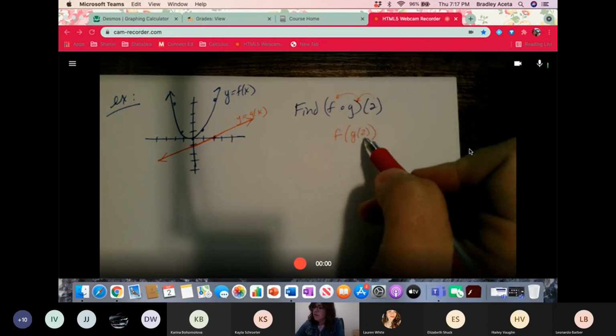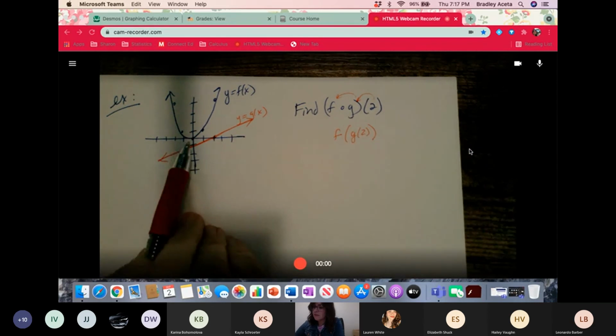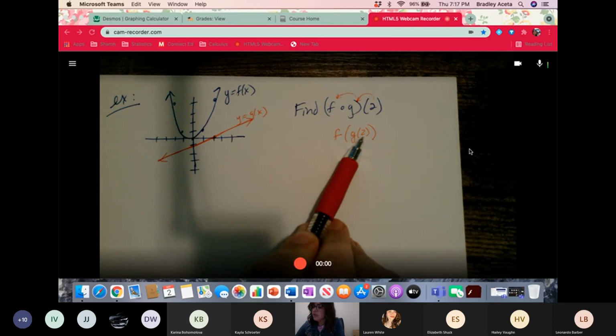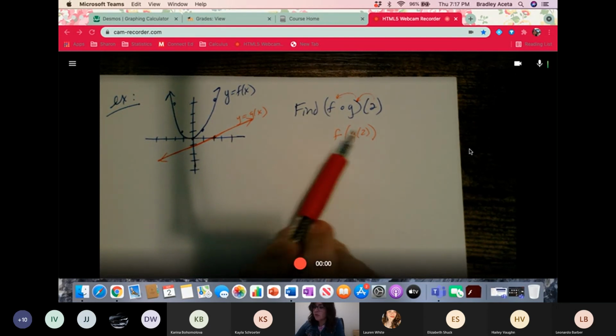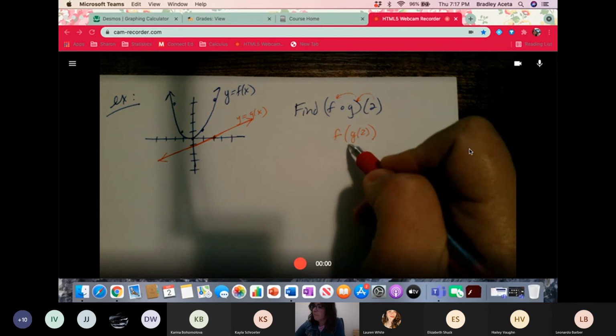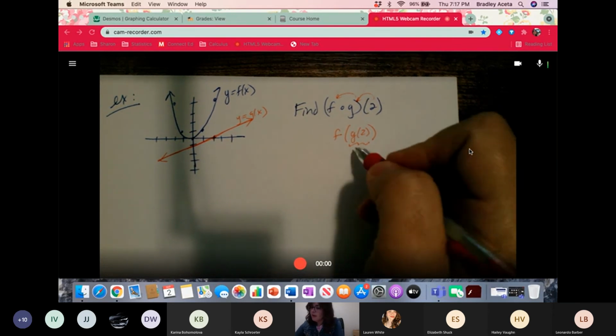So you need to go to 2 on the x right here, and you're going to tell me the g's y value, the g of 2. Well, here's 2 right here. The y value at this point is 0. Now we're going to find the f of 0.